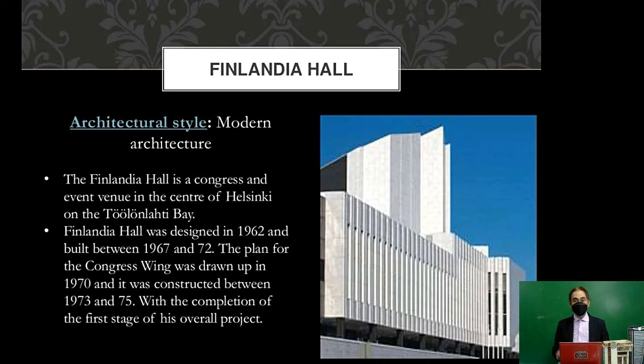The Finlandia Hall. Architectural style is modern architecture. The Finlandia Hall is a congress and event venue in the center of Helsinki on Töölönlahti Bay. Finlandia Hall was designed in 1962 and built between 1967 and 1972. The plan for the Congress wing was drawn up in 1970 and was constructed between 1973 and 1975, with the completion of the first stage of his overall project.